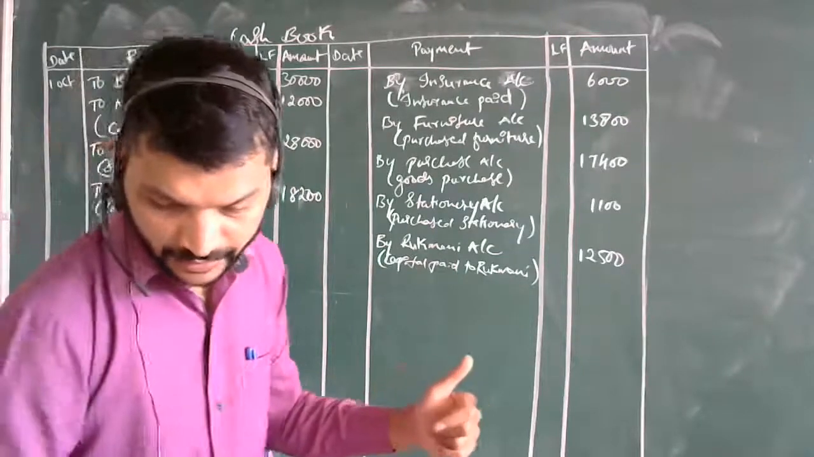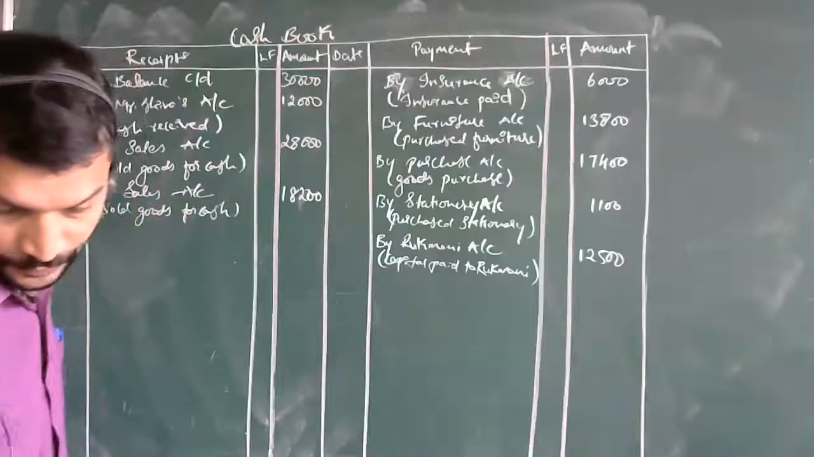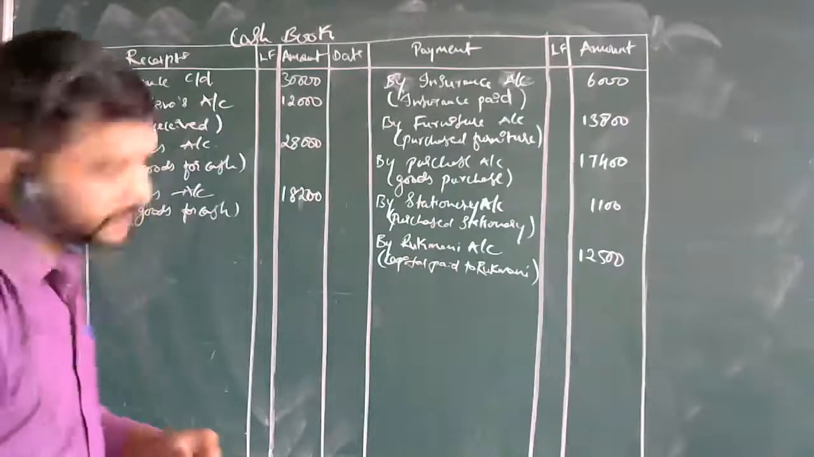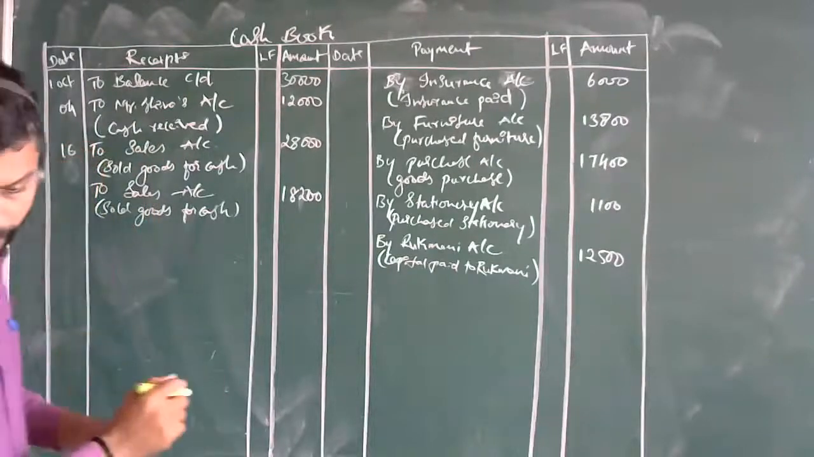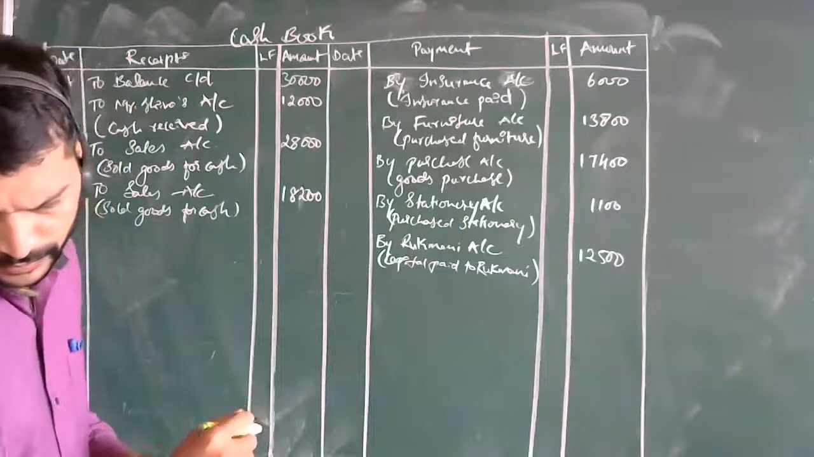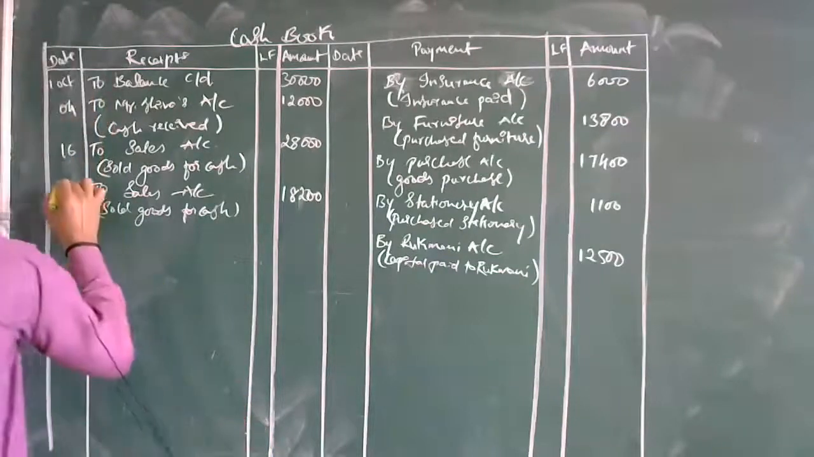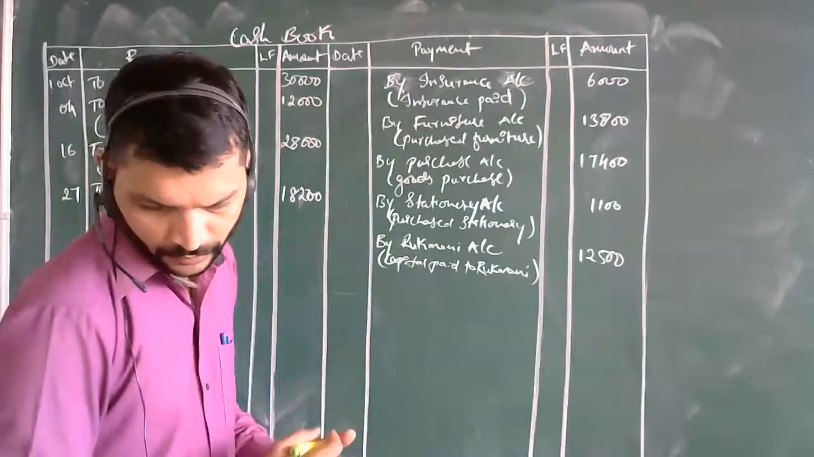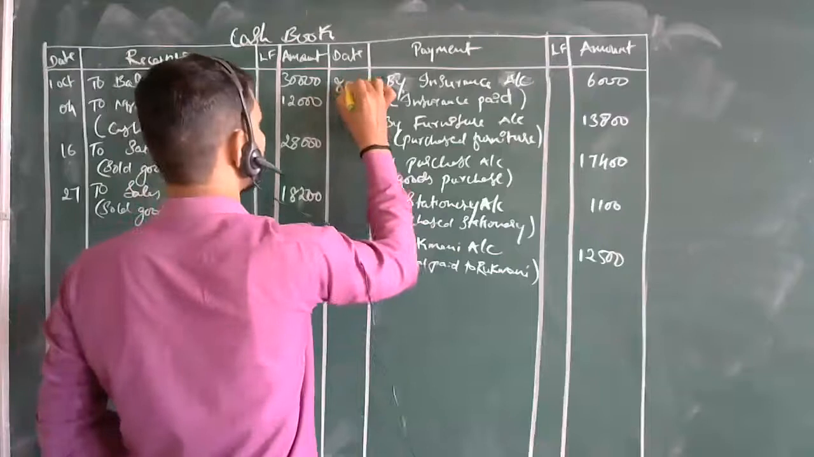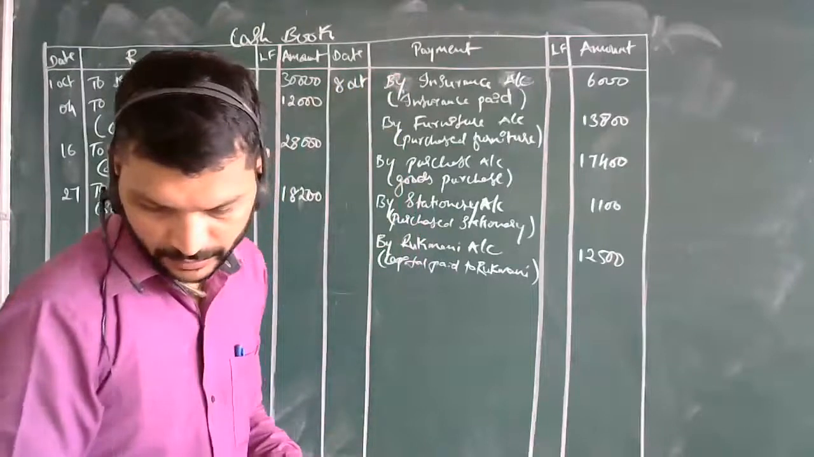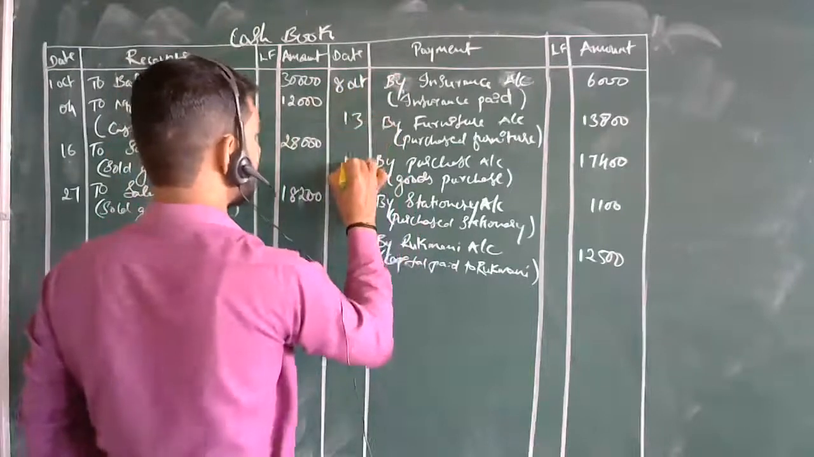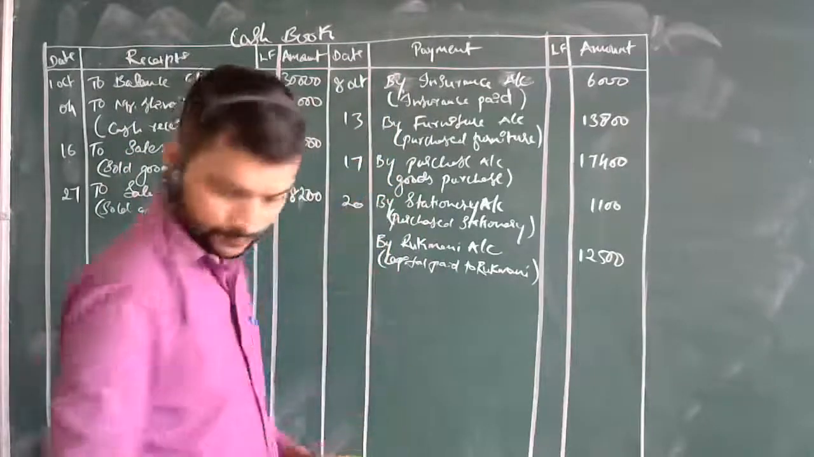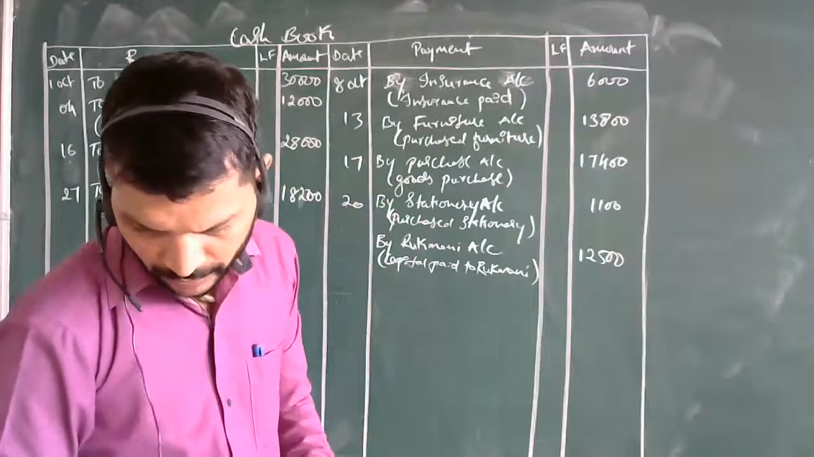Even dates I have not written. Just check out the dates. Here Shiva's date will be 4. Then sales is 16, and one more sales is 27. Then this side, insurance paid is 8th October. Then 13, 17, and next 20, and one more Rukmani is 24.